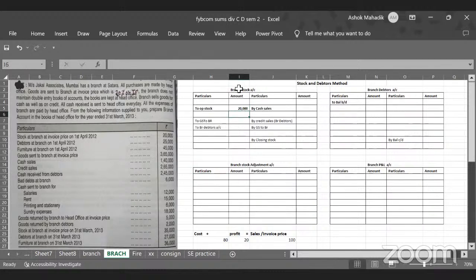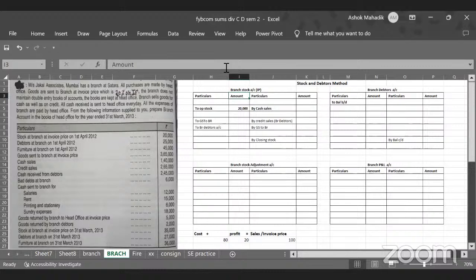Now, students, one thing you must note is that they have said this value is at invoice price. Invoice price means the figure which includes profit. So we need invoice price only. It is better they have provided it as invoice price. So this account will have values which are at invoice price only. Clear, students? Don't worry much. This is very simple, one of the simple sums of stock and debtors method. So let us move ahead.